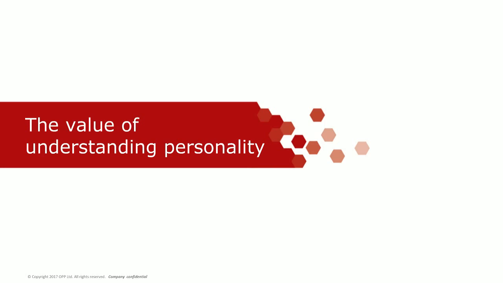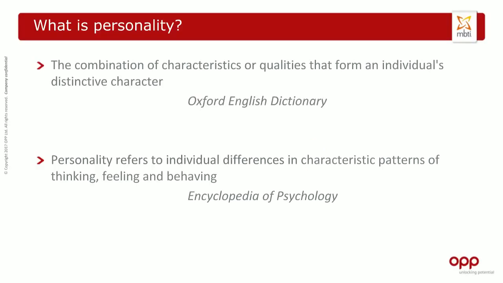Thanks, Paul. So before we consider the value of personality, it would be useful to understand what this word means, as it has many common uses and definitions. And here we have two definitions. So one from the Oxford English Dictionary, which is the combination of characteristics or qualities that form an individual's distinctive character. So it sounds a little vague. The one that we have from the Encyclopedia of Psychology provides us with a little bit more to go on, and it makes the connection to how we think, how we feel, and how we behave. But personality is even broader than this, and it also encompasses our interests, our attitudes, values, and temperament. So it is essentially all that defines who you are.